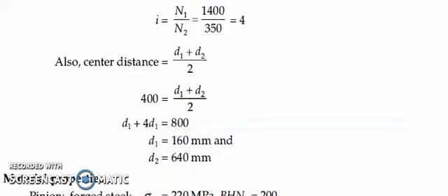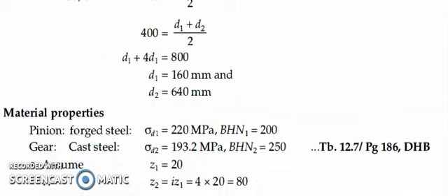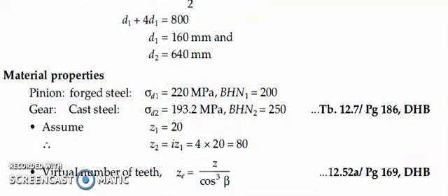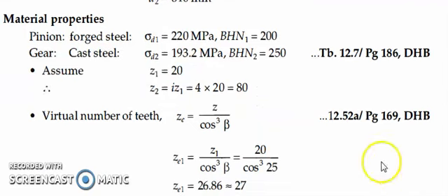Then next we can go for the material properties. For the pinion, the material is forged steel. From table 12.7, we can take the value of sigma d and BHN, that is Brinell hardness number, and the stress we can take from that table. The value for forged steel is 220 megapascal and for cast steel is 193 megapascal. Here two materials are used, so we have to find the strength factor. Before that we have to assume the number of teeth on the pinion, that is assumed as 20, and using this equation we can calculate the value of Z2, that is equal to 80.